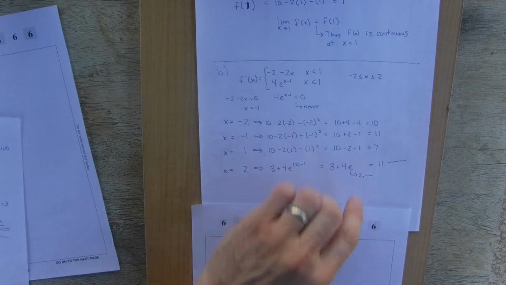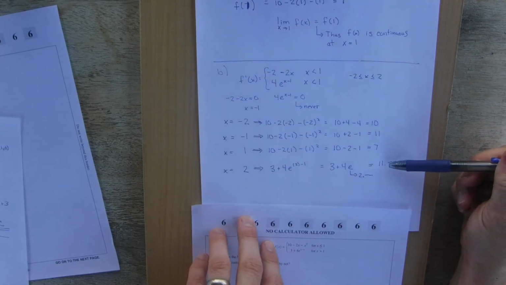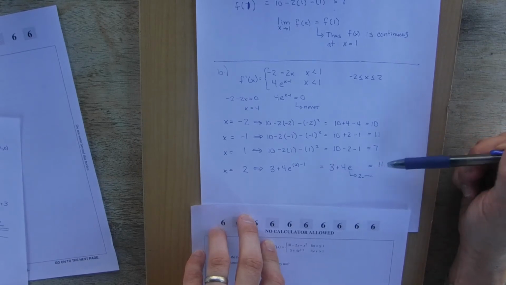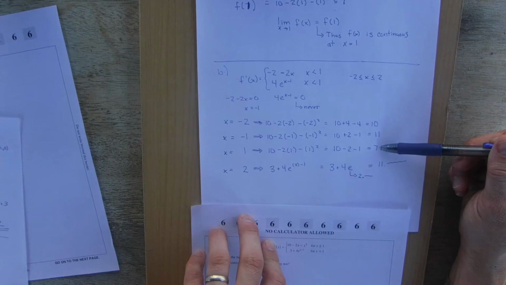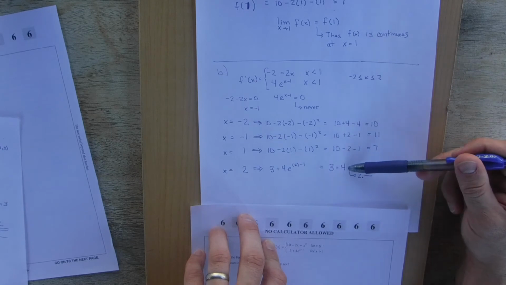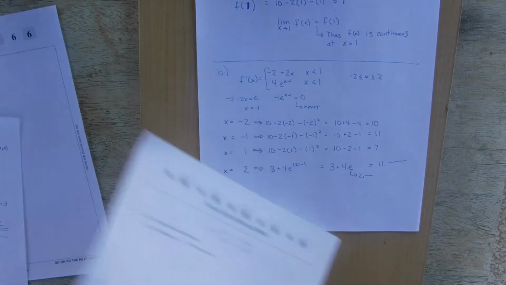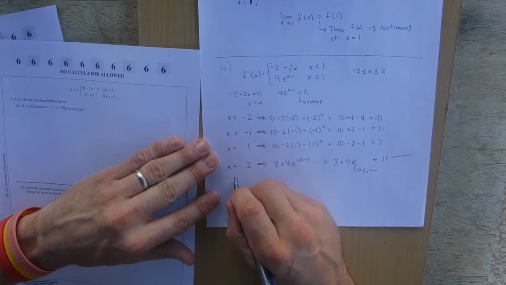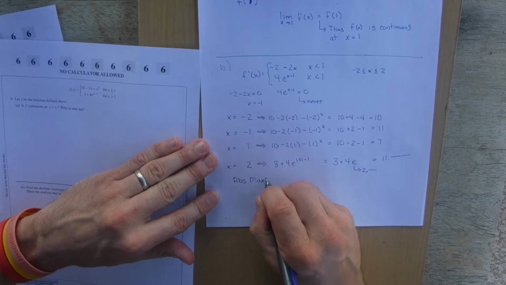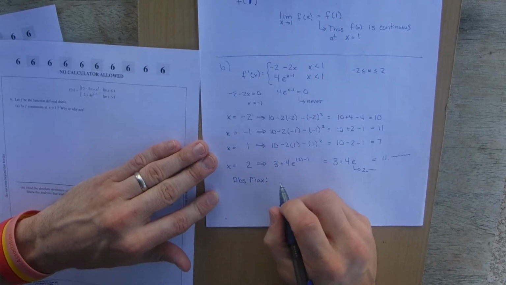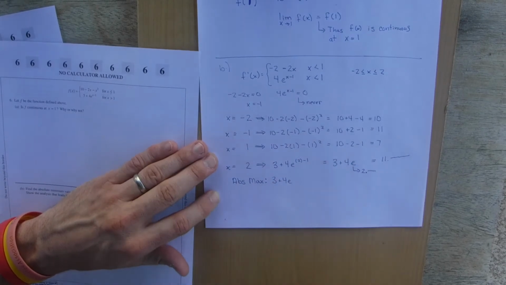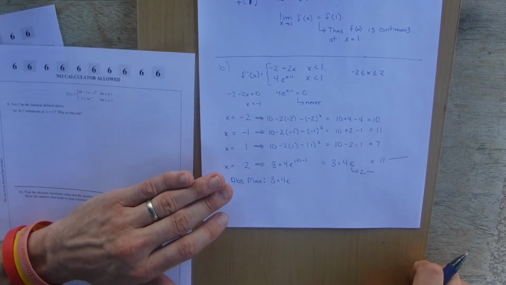Okay, now that's kind of important because what is my absolute max? My absolute max would be this number right here because it's the biggest. My absolute minimum would be this number right here because it's the smallest. So it's important to recognize that 3 plus 4e is technically bigger than 11. Alright, so to answer the question, what is my absolute max? My absolute max is 3 plus 4e.